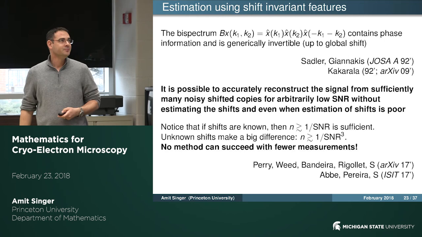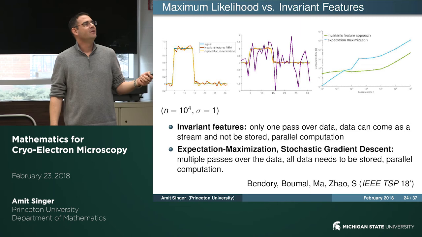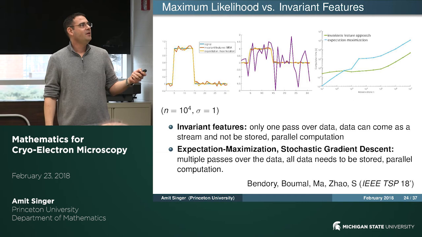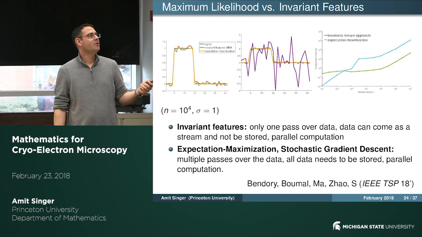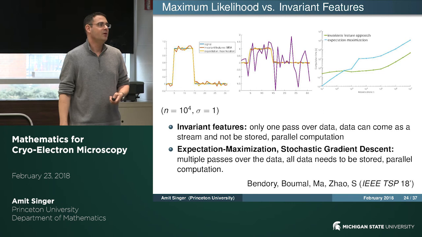So how does it work in practice? So here you see in purple one of the noisy measurements. We take 10 to the 4 of such. And what you see here is our reconstruction, okay? So in gold, you see the reconstruction by expectation maximization, and in red, you see the reconstruction by the invariant feature. So it gives you more or less the same result, but there is a striking difference in terms of the running time, okay?